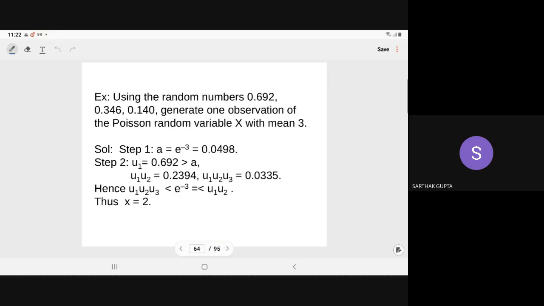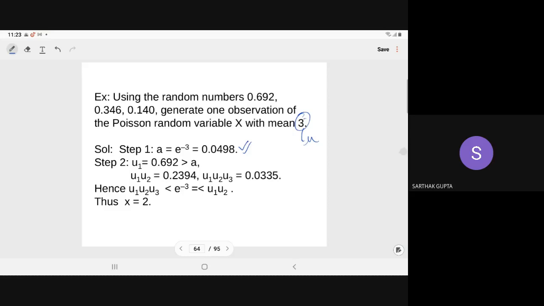Let us understand this concept with an example. Using the random numbers 0.692, 0.346, 0.140, generate one observation of Poisson random variable x with mean 3. The mean is given to you, so directly you have mu. Step 1: first we compute a is equal to e to power minus mu. So e to power minus 3 is 0.0498.